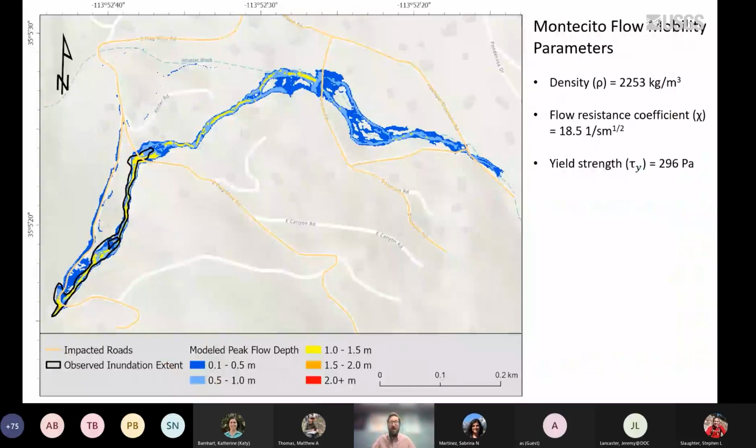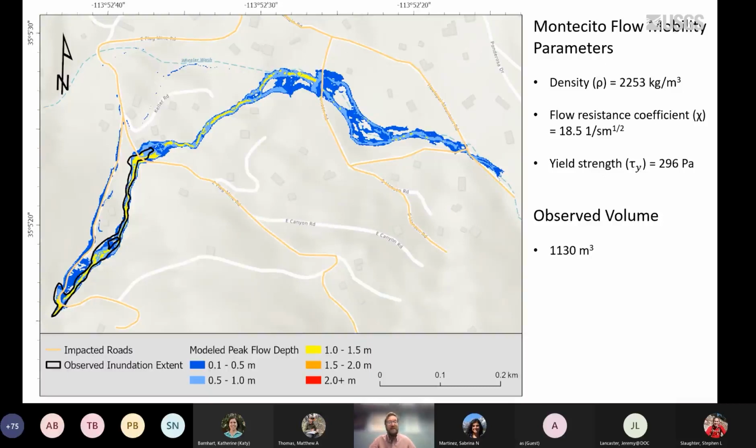So here is an example of the model output when we apply the Montecito flow mobility parameters and the observed volume from the Flag Fire to this study site. We see the observed inundation extent shown in black here, and everything that's colored is the output from the model using the Montecito flow mobility parameters. We see that the model dramatically overestimates which areas will be inundated by post-wildfire debris flows. The runout length is more than twice what we observed in the field. If this were to happen in reality, this would have damaged 3 more downstream roads, possibly impacted more houses downstream.